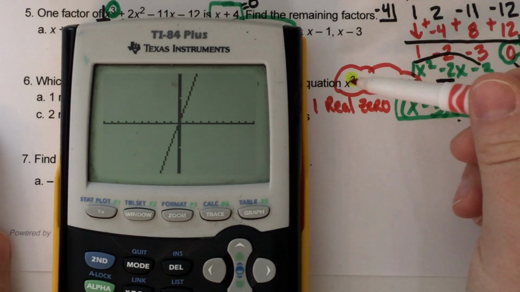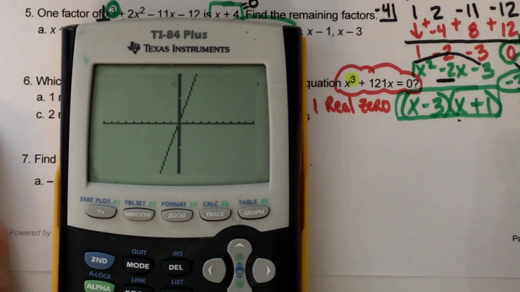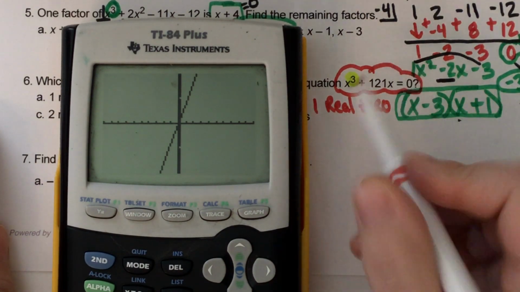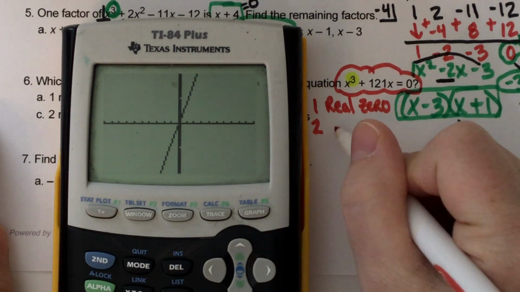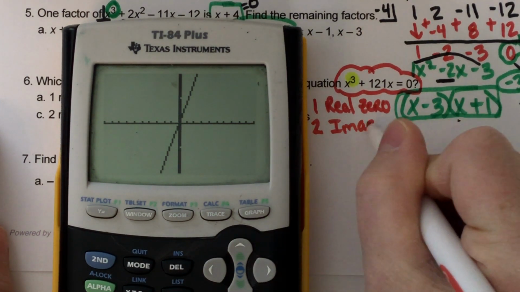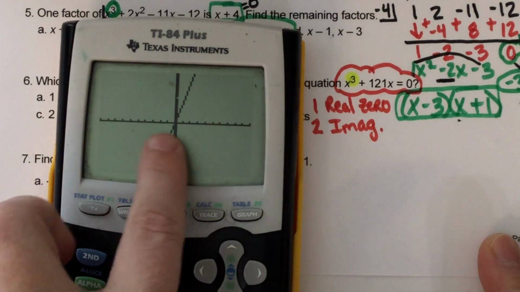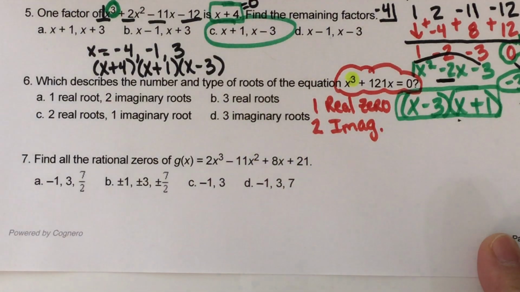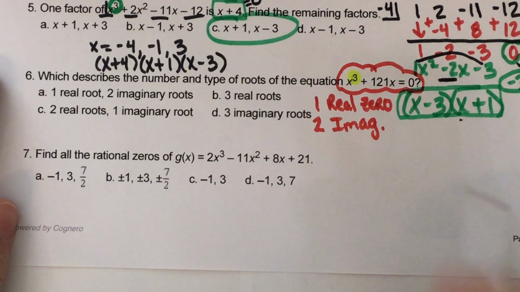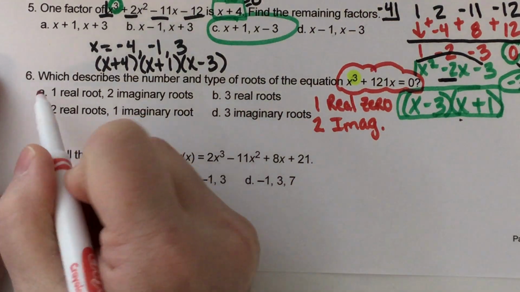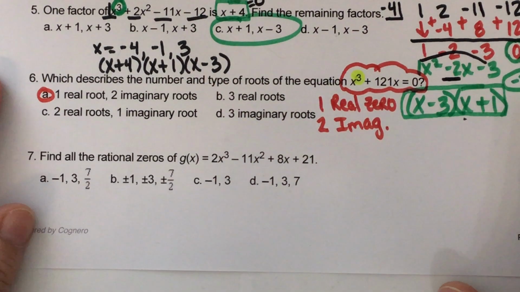But I know there's supposed to be 3 answers. So if only one of them is real, that means the other 2 are imaginary. That's because we don't see the graph touch the x-axis 3 times. However many times it touches the x-axis, that's how many real answers there are. It only touches once, so there's only one real answer. The other 2 would be imaginary. So that is answer choice A.